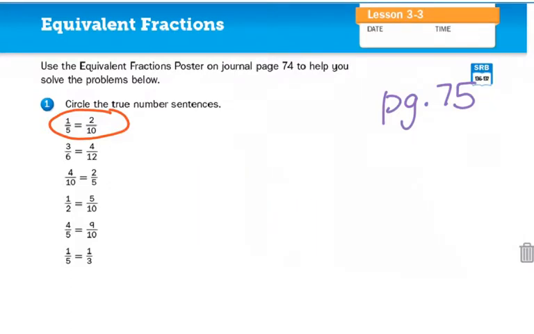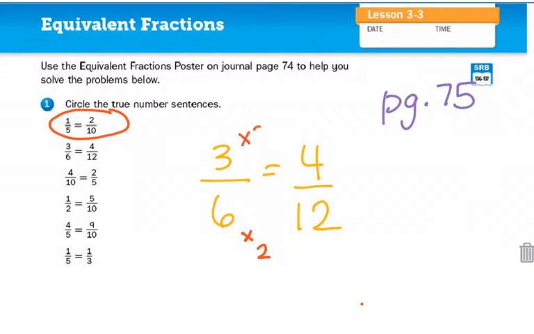I'm going to write out the second one. 3/6 equals 4/12. Are those equivalent? Let's start with the denominator this time because it makes it a little bit easier. 6 times what would give me 12? Well, 6 times 2 would give me 12. So if I multiply the bottom by 2, I'm going to multiply the top by 2.